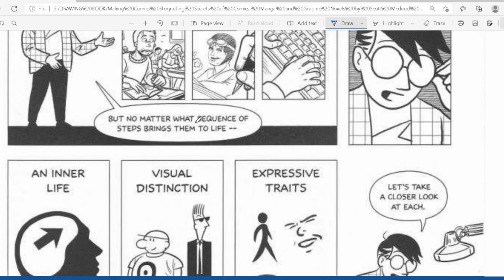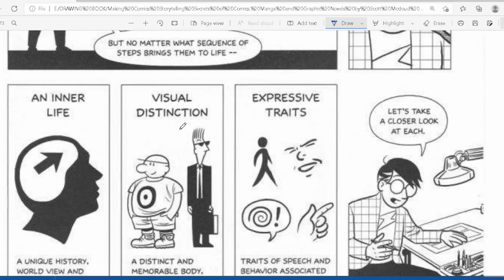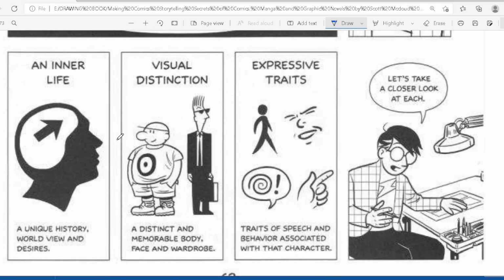no matter what sequence of steps brings them to life. An inner life, a unique history, worldview, and desires. Visual distinctions, a distinct and memorable body, face, and wardrobe. Expressive traits, traits of speech and behavior associated with that character. Let's take a closer look at each.